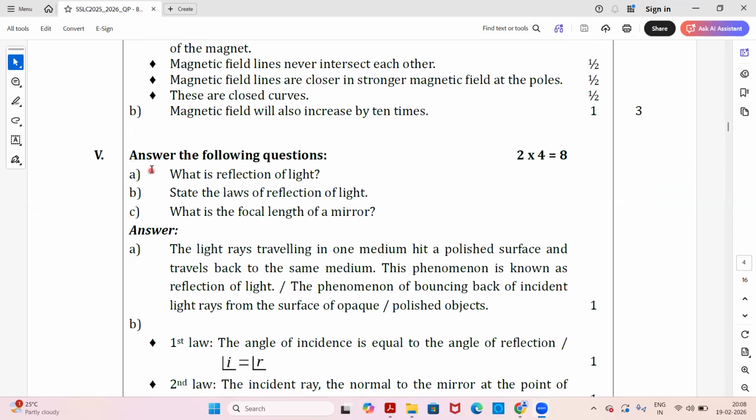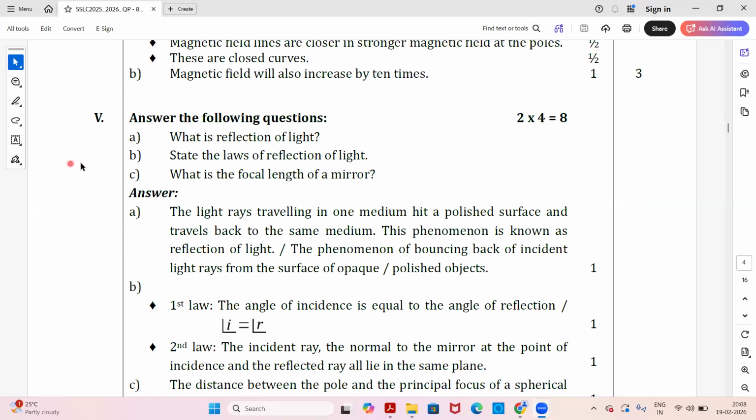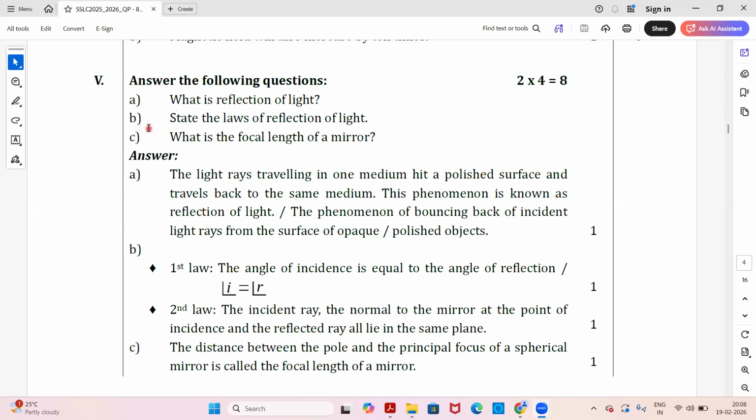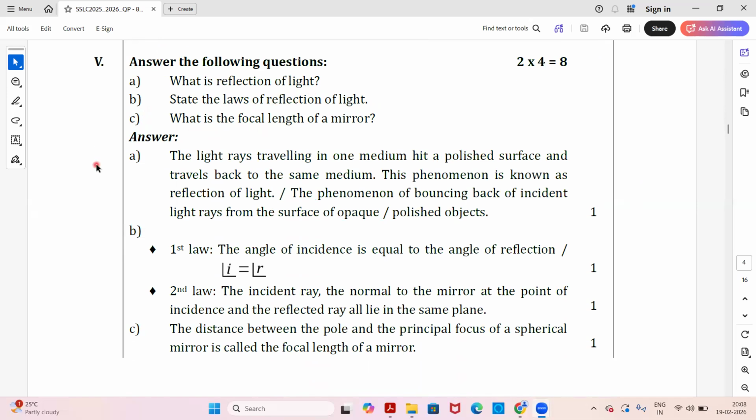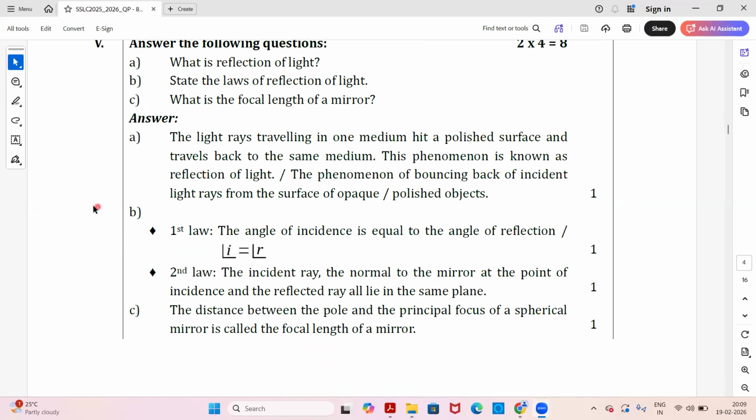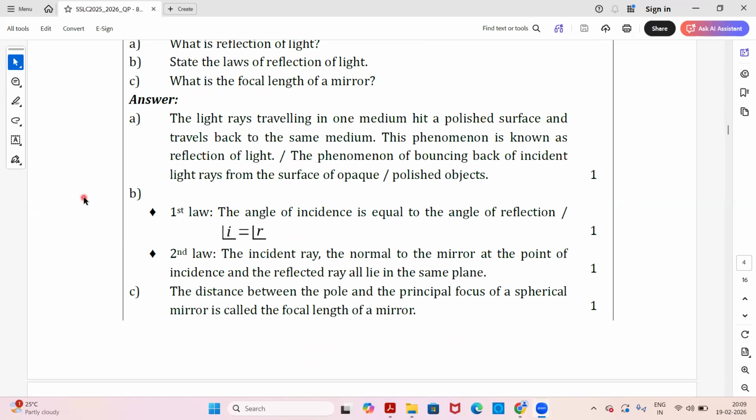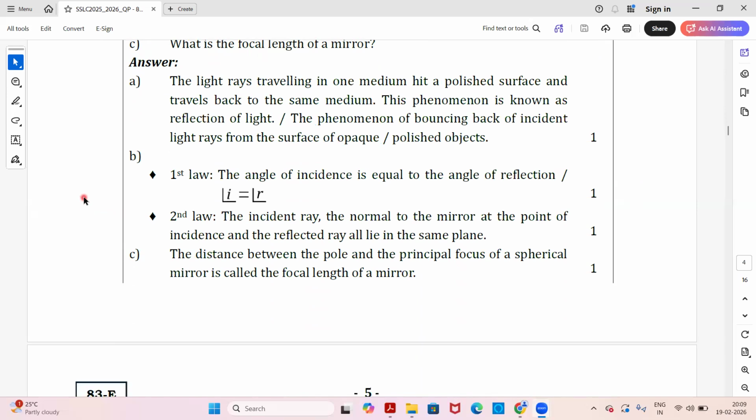Then coming to fifth main, answer the following questions again. A, B, C, you have 3 sub questions here. You can see the questions. What is reflection of light? State the laws of reflection of light. What is the focal length of a mirror? So all these 3 sub questions and its answers are given here. Each carries marks accordingly. It is allocated over here. Okay, 1, 2, and 1 mark.